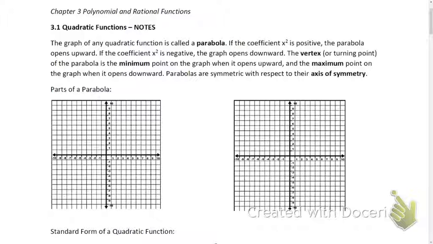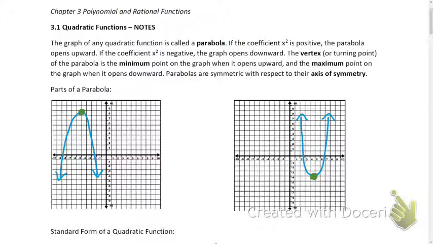So we have a parabola that could possibly look like that. It's just a random parabola. And here's another one that's opening up. So two potential parabolas there. And we talked about this point right here and this point right here.